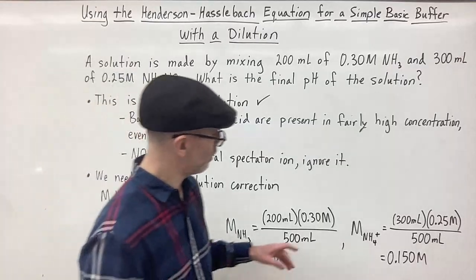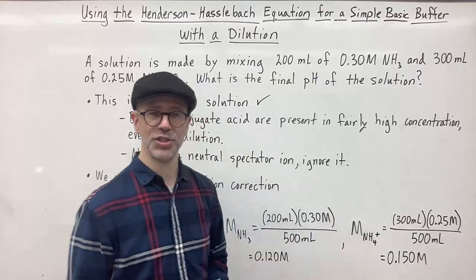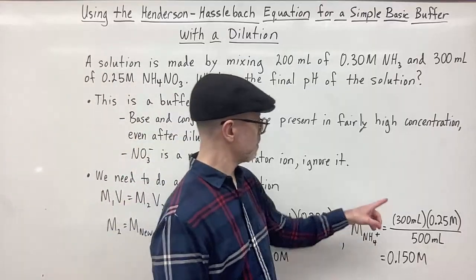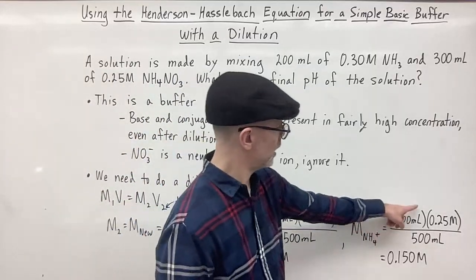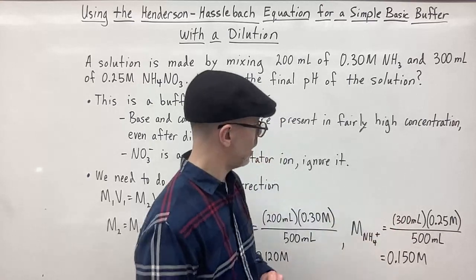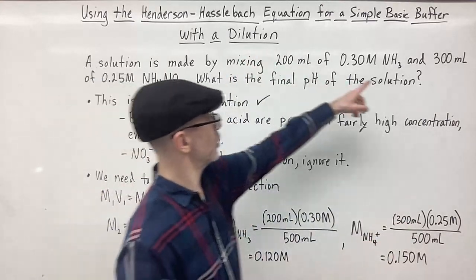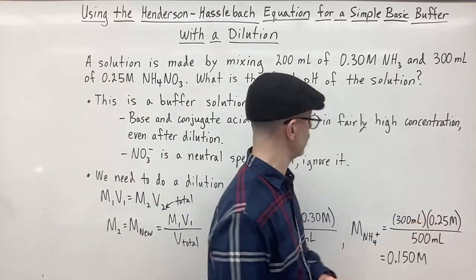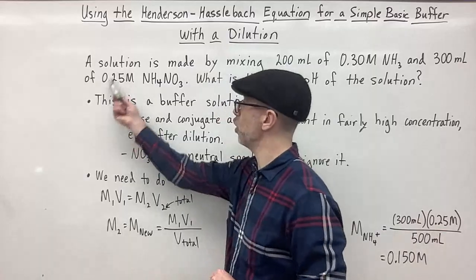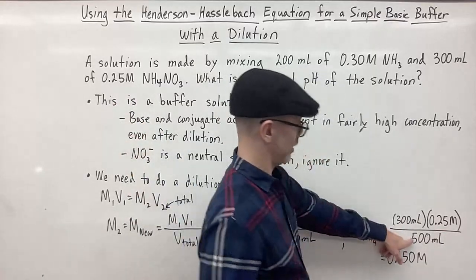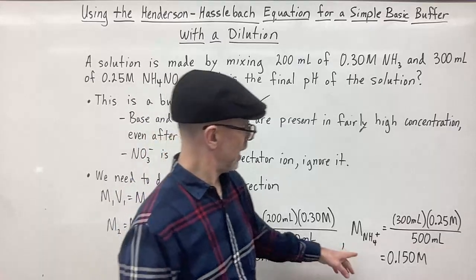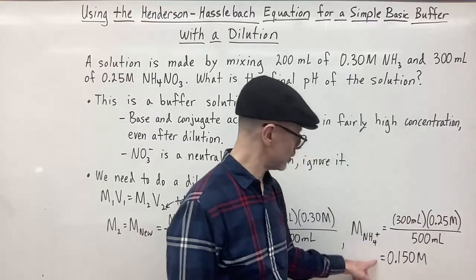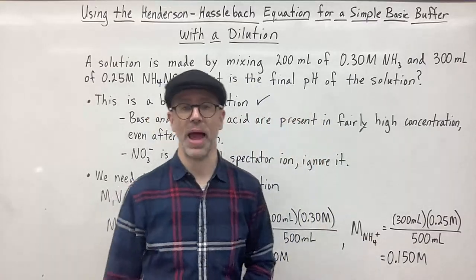Okay, so for the ammonium ion, the conjugate acid of the weak base, we do the same calculation. Here we start with V1, the initial volume of the ammonium, which was 300 milliliters. Then we multiply that by the initial concentration, which was 0.25 molar. And then we divide by the total volume again, which is 500, and we get 0.150 molar. So this is the new calculated molarity after mixing.